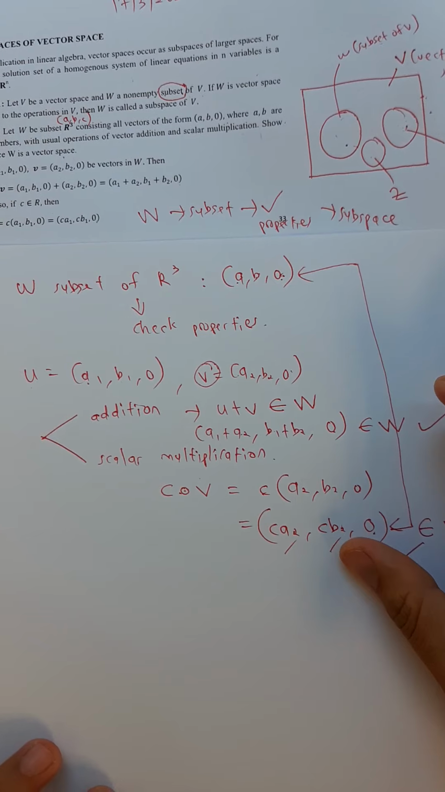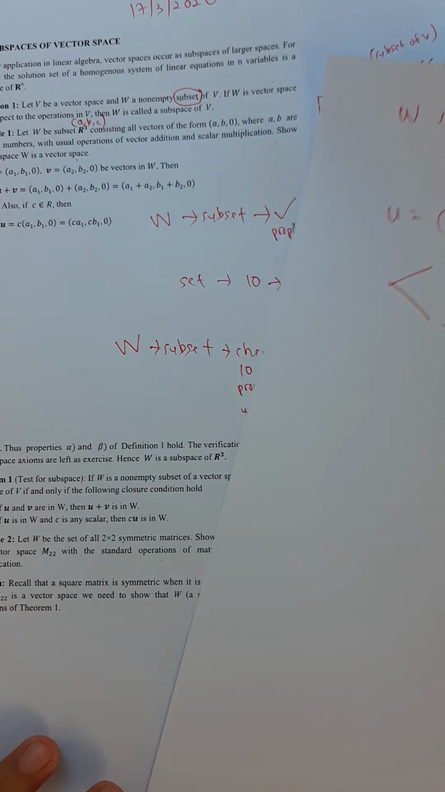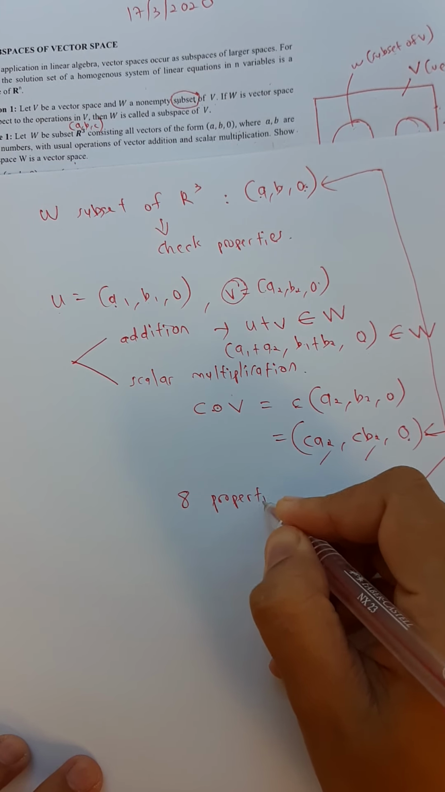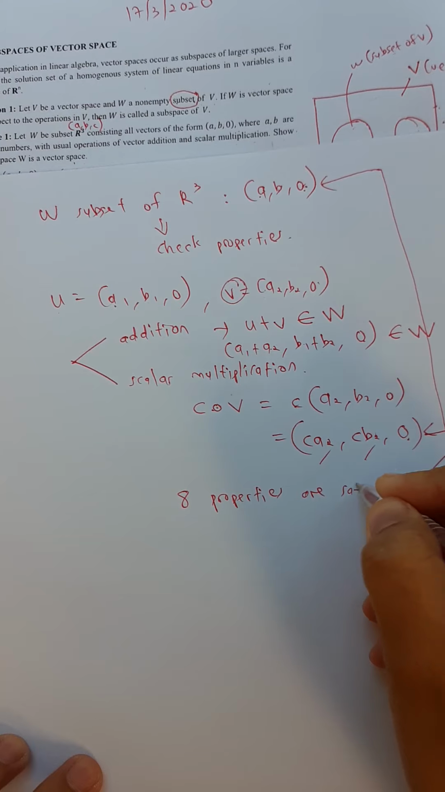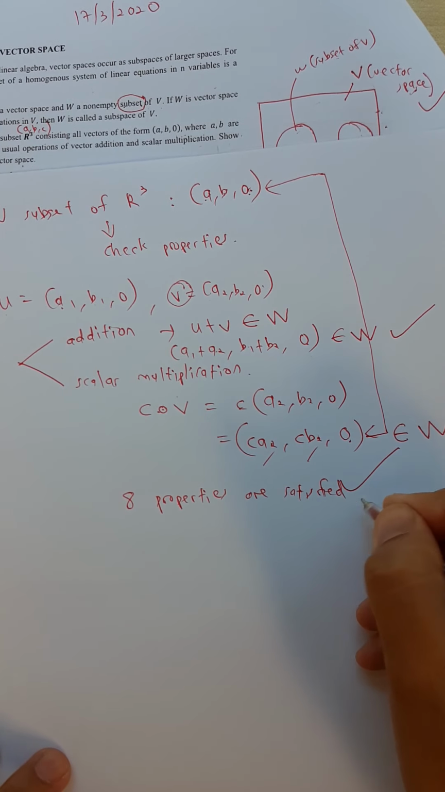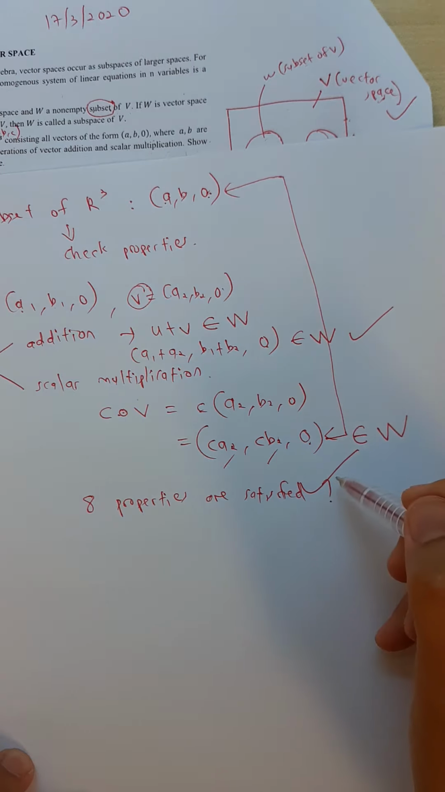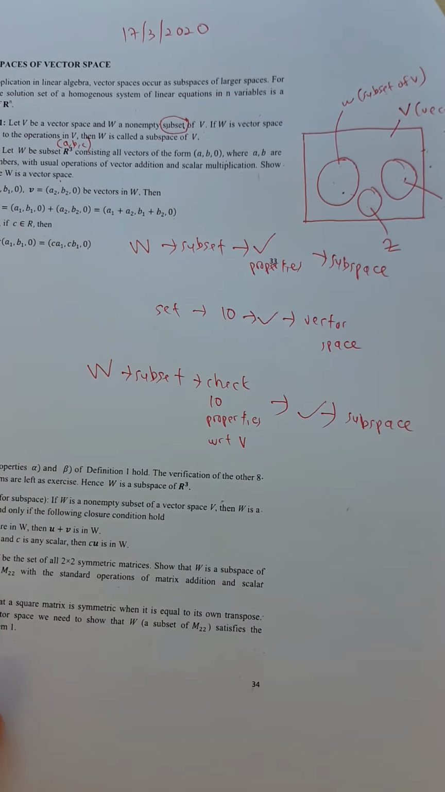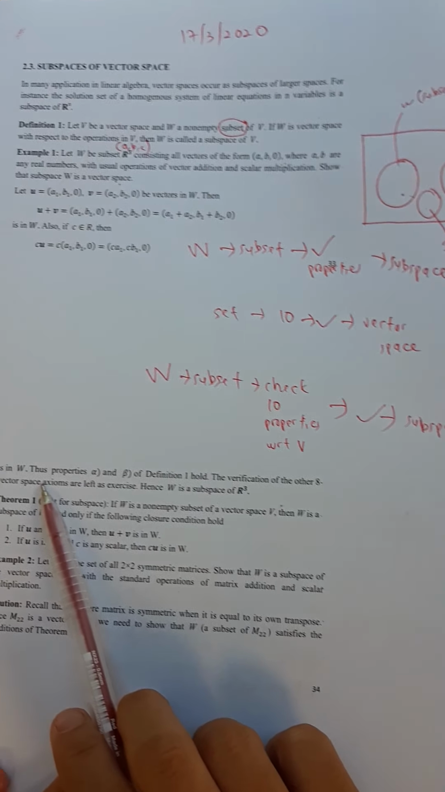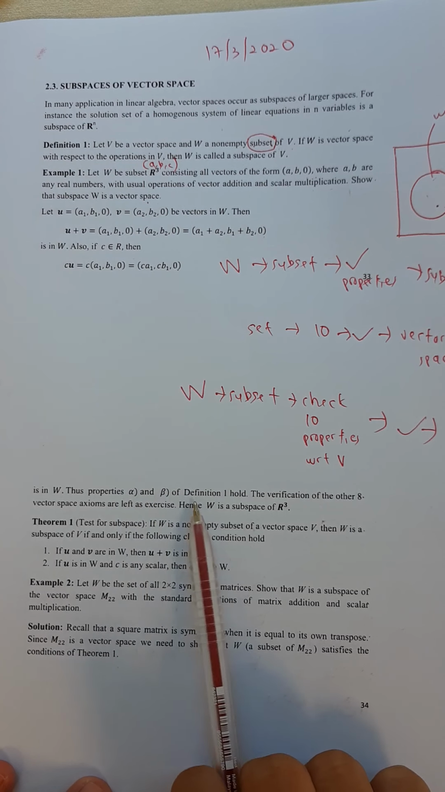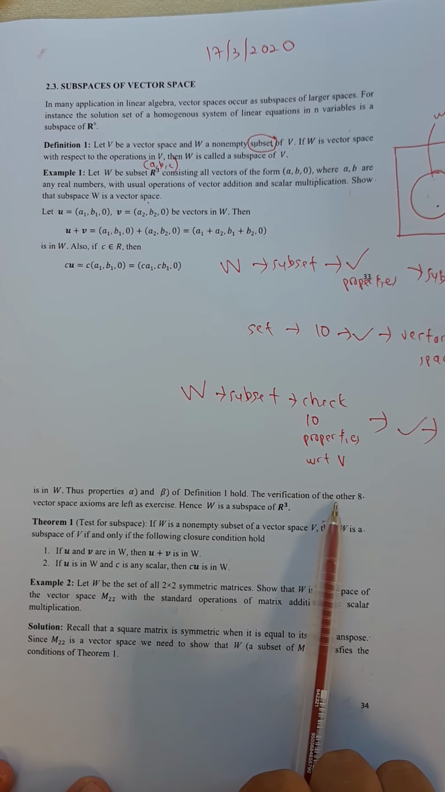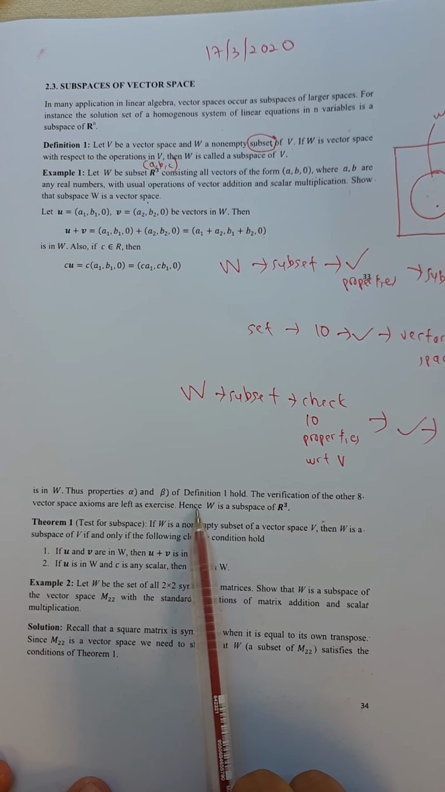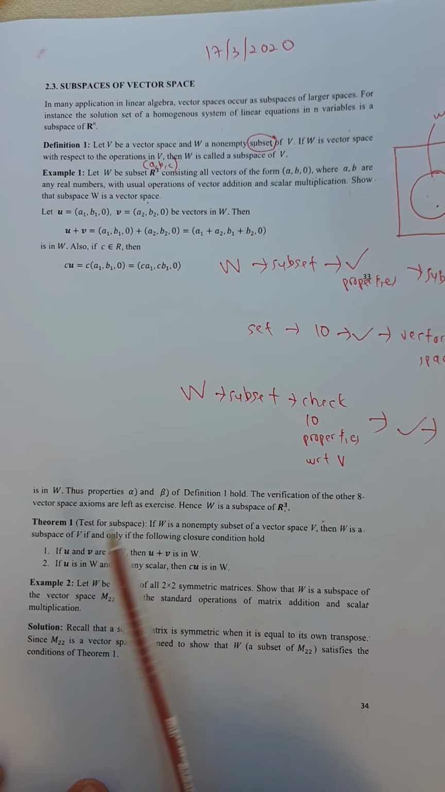Okay, so what is left to check? You still have to check that the other 8 properties are satisfied. I'm just going to put a question mark here because you have to check manually by yourself, okay? All right, so we can see that thus properties A and B of definition 1 hold. The verification of the other 8 vector space axioms is left as an exercise. So you have to do that, okay? Hence, we can conclude that W is a subspace of R3.